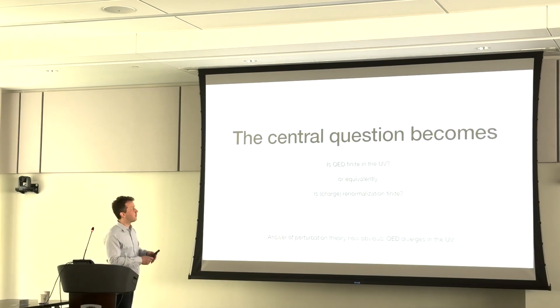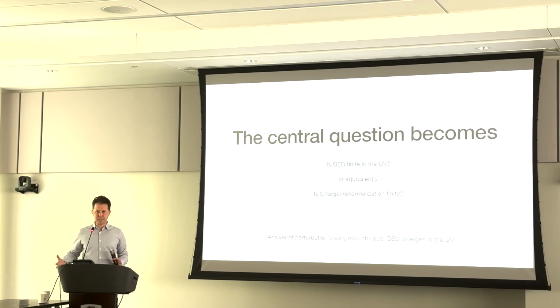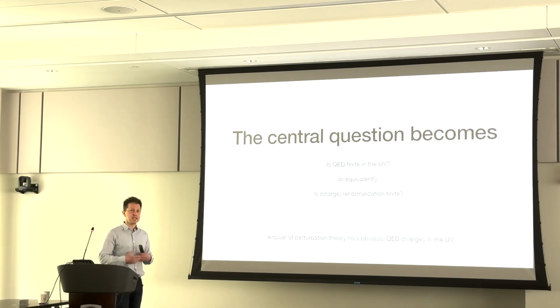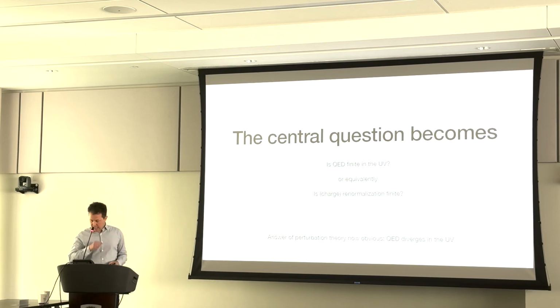So the central question for them became, after Gell-Mann and Low, was QED finite in the ultraviolet, or equivalently, is renormalization, or more specifically charge renormalization, finite? These became equivalent questions, and they were really the dominating questions concerning the consistency of quantum electrodynamics in the decades after that. Of course, things were then totally changed in QCD, where you have a manifestly well-behaved charge renormalization in the UV.